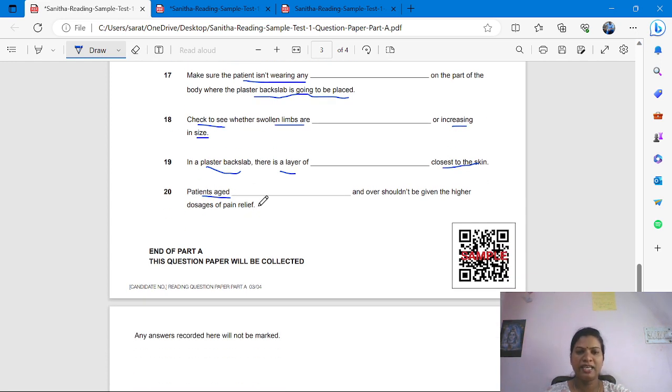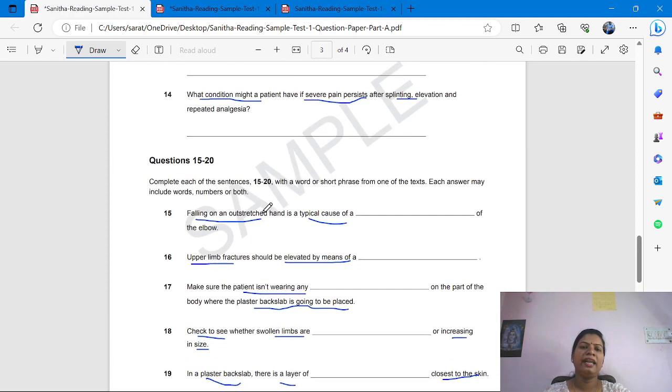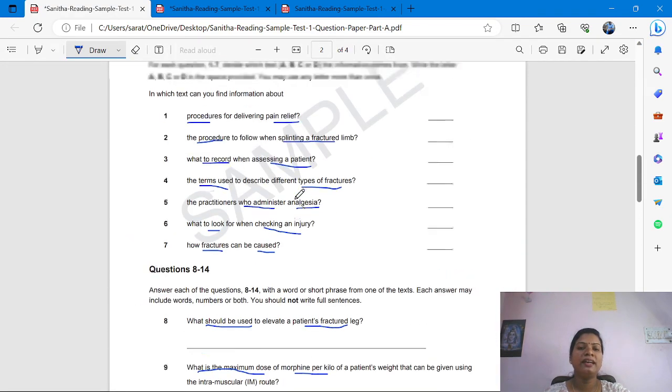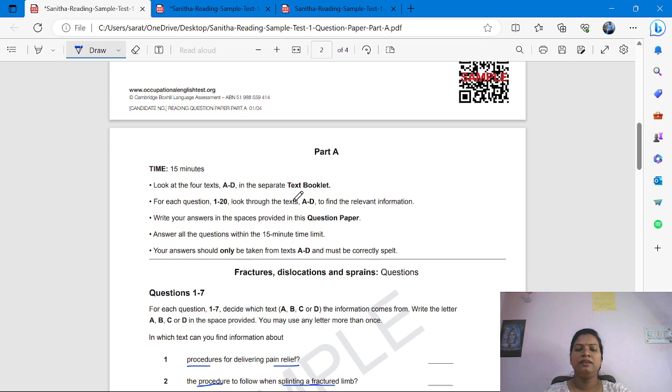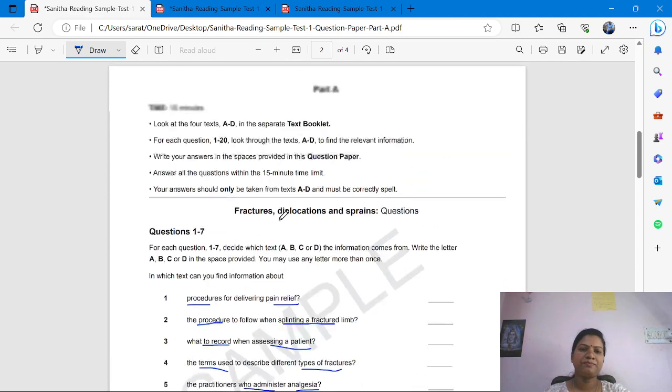Patient age ___ and over should be given the higher dosage of pain relief. Like that, you have to underline the keywords. You have to try to understand the meaning of the question also when you mark the keywords, okay? I hope you understood what I am telling.